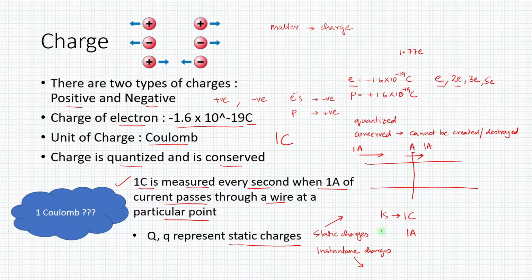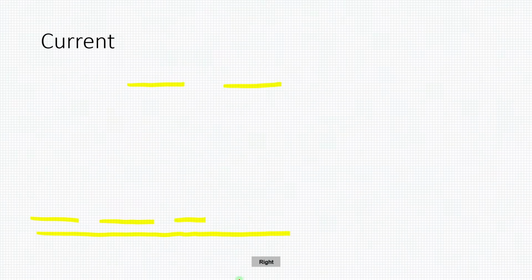Static charges are usually represented by capital Q or small q, whereas instantaneous charges have the factor of time here, so they are usually represented as Q of t. So whenever there is a representation like Q of t1, t2, anything like that, it means that it is an instantaneous charge.